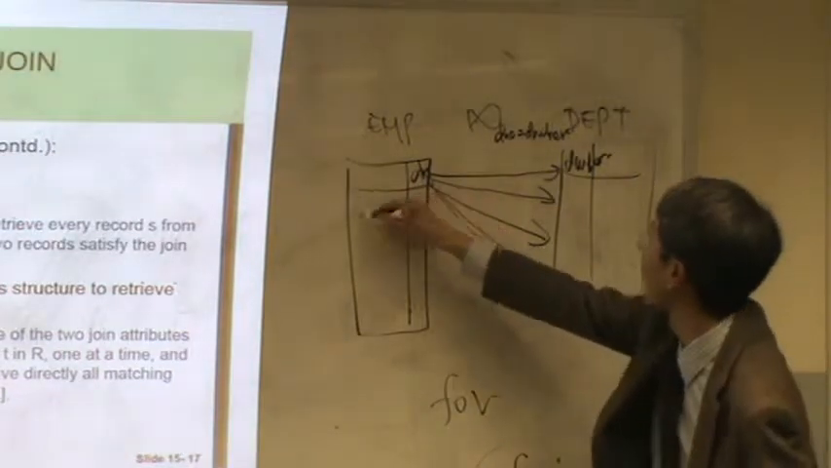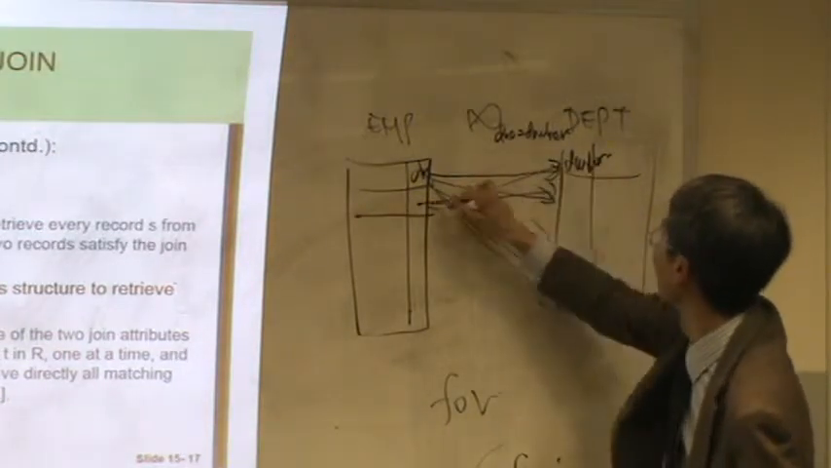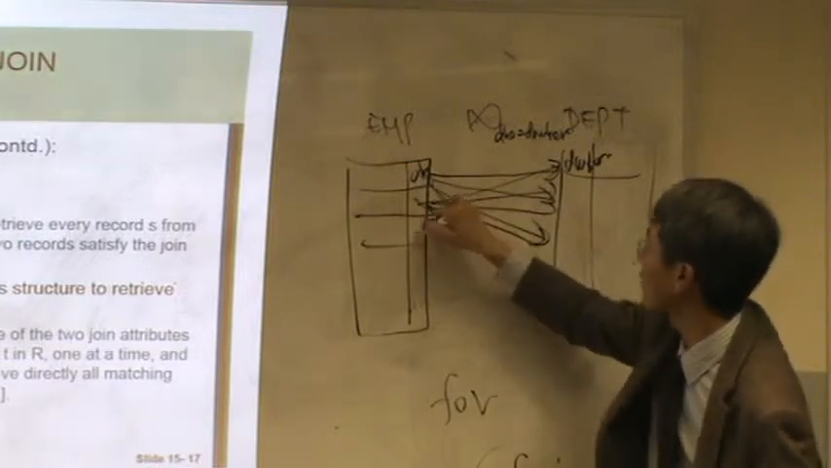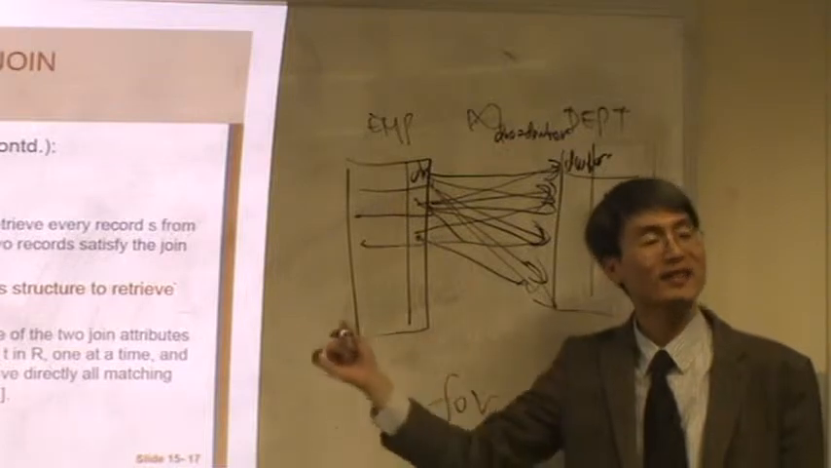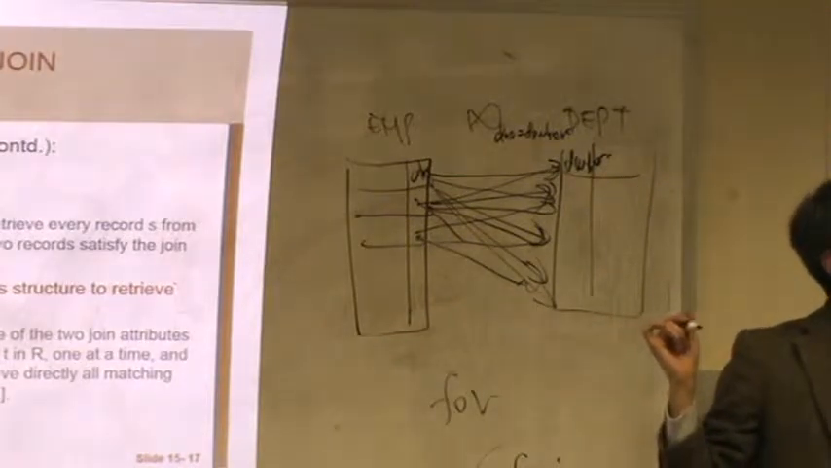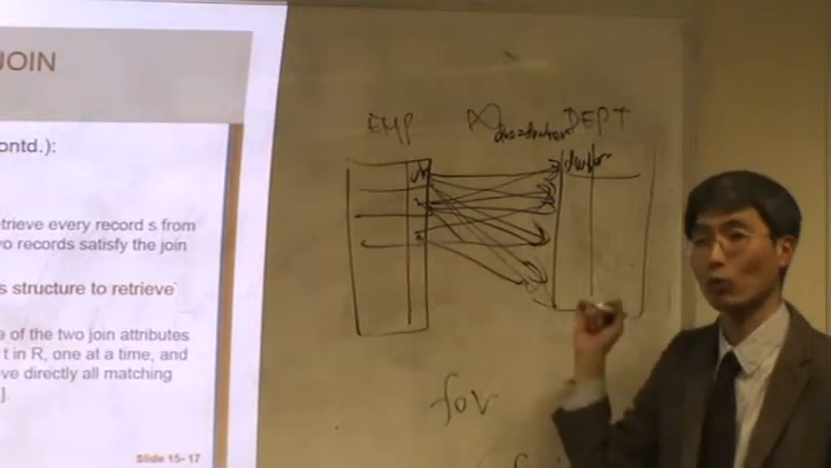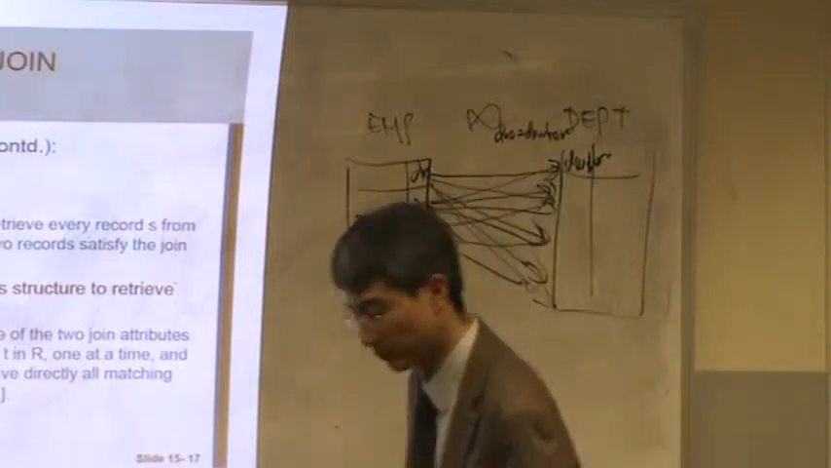And next, this one. And next, this one. This is called nested loop join. Okay? It's kind of a brute force way. Nested loop join.